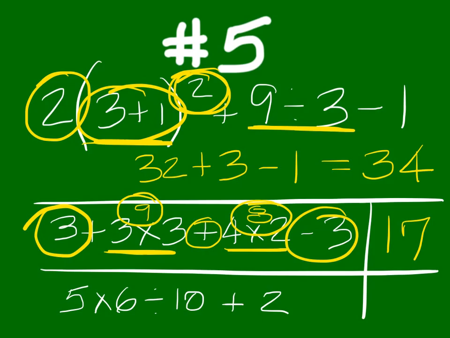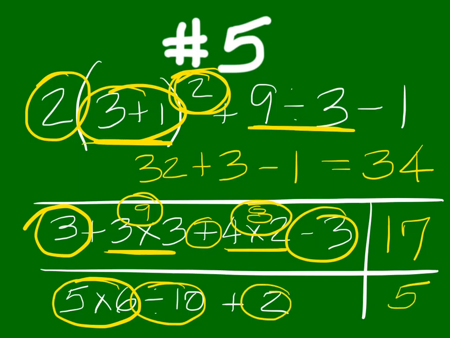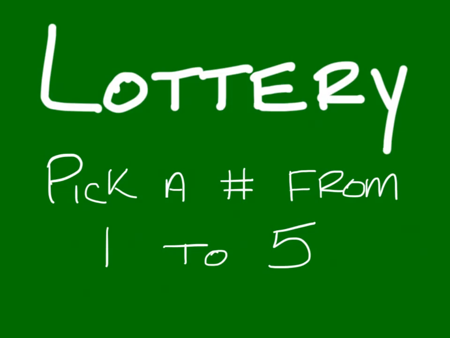And on the bottom, that's 30. Divide by 10 is 3, plus 2 is 5. Pick a number from 1 to 5 and drop it off up here with your last name.